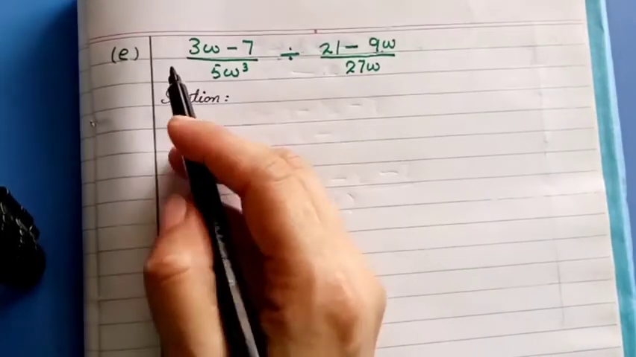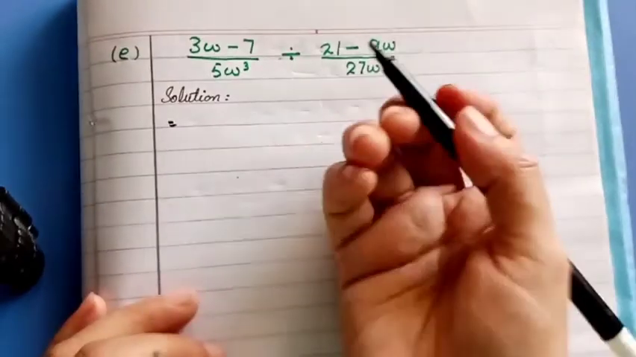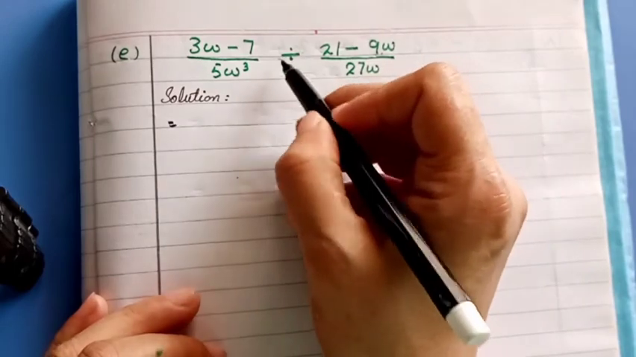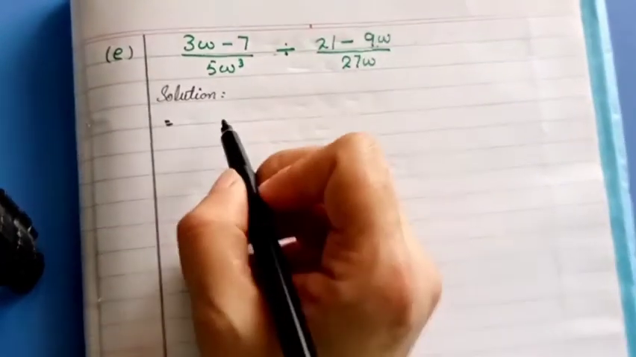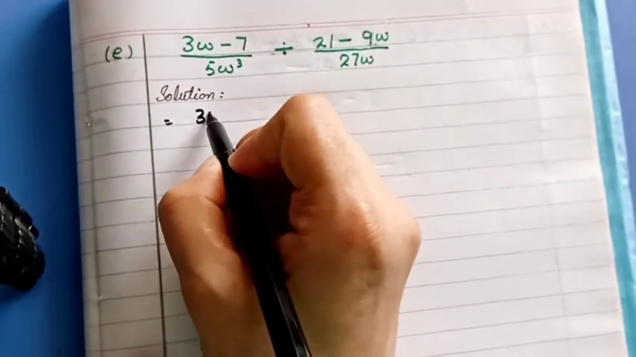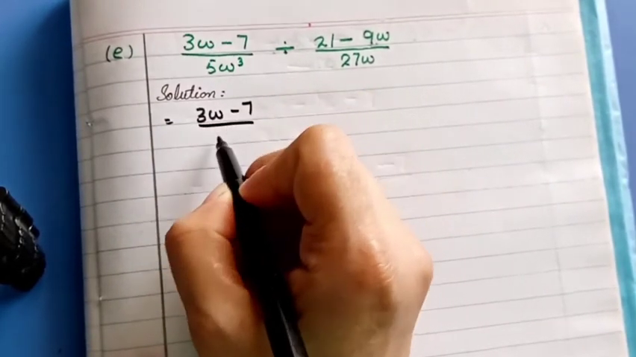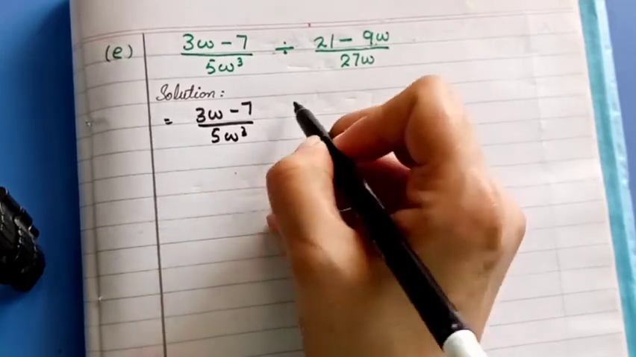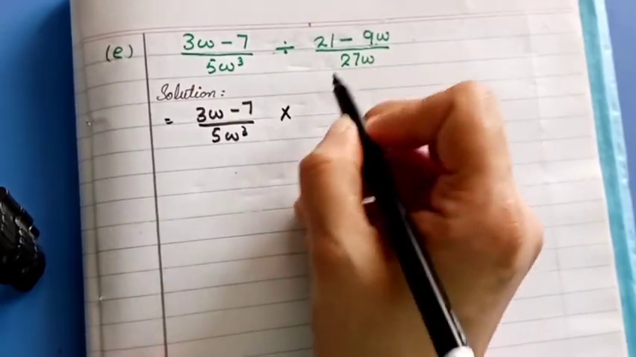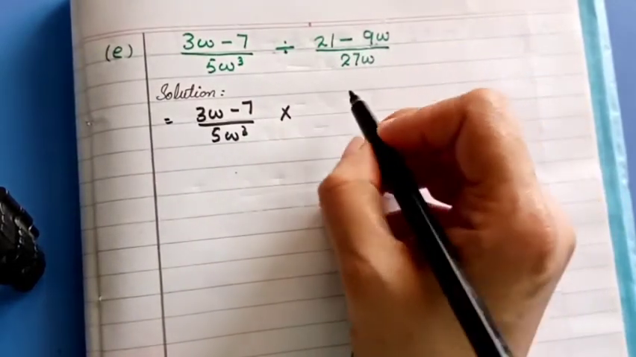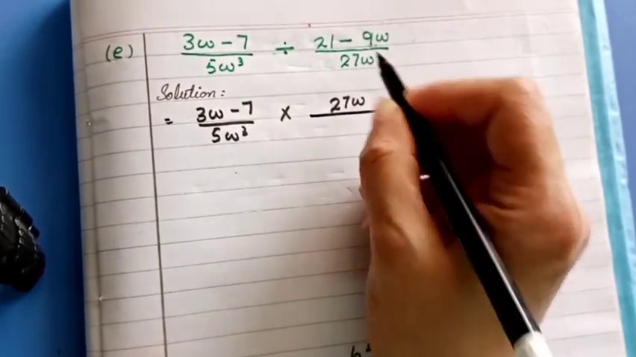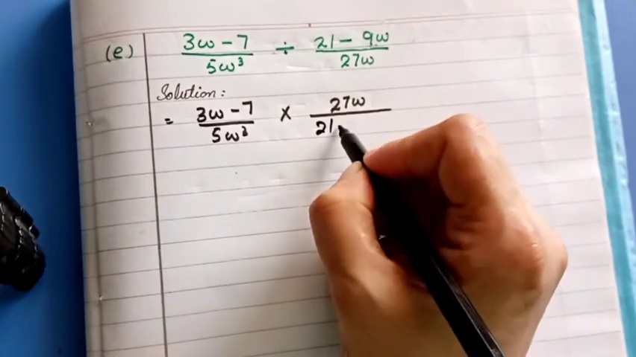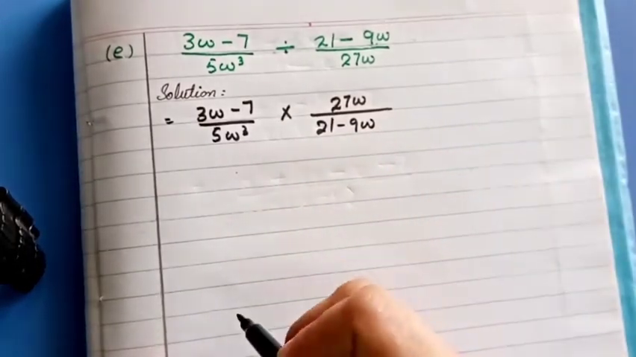Now I am moving towards part E. Take common from the expression, and we have a divide sign too, so we have to reciprocal this term. First write 3w minus 7, and I am going to change this divide sign into multiplication sign, so we have to reciprocal this term. So 27w will come in the numerator, and this 21 minus 9w will come in the denominator.